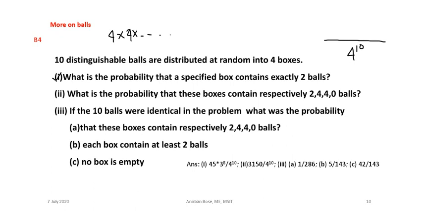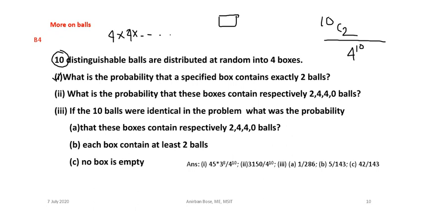So what we can do is put 2 balls in a particular box. Out of these 4 boxes, you put 2 balls in one box. How many ways can 2 balls be selected from the 10 distinguishable balls? Definitely that can be done in 10C2 ways. We first select 2 balls and put them into the box, so this box will contain nothing else other than those 2 balls.